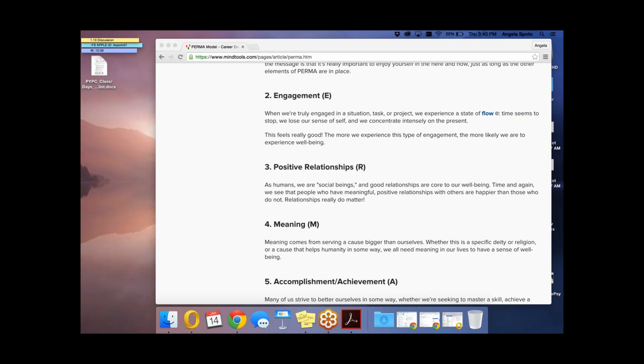This should be something that feels really good to us. The more that we experience that type of engagement, that intense focus and concentration on the present, the more likely we are to experience lasting long-term well-being. All right. Isaiah typed in a good question. What techniques can you use to stay engaged in activities you don't want to be engaged in?